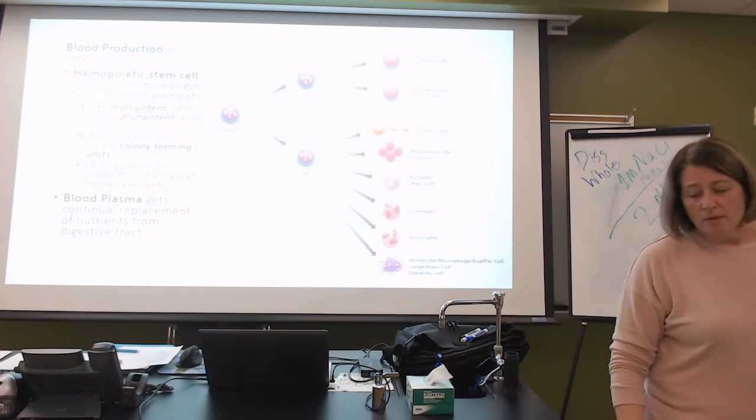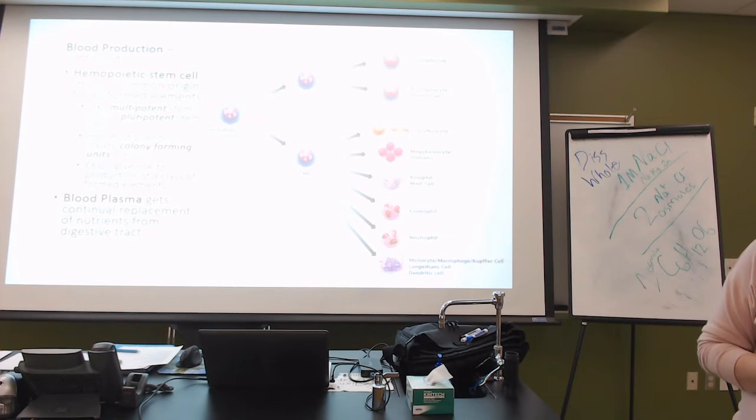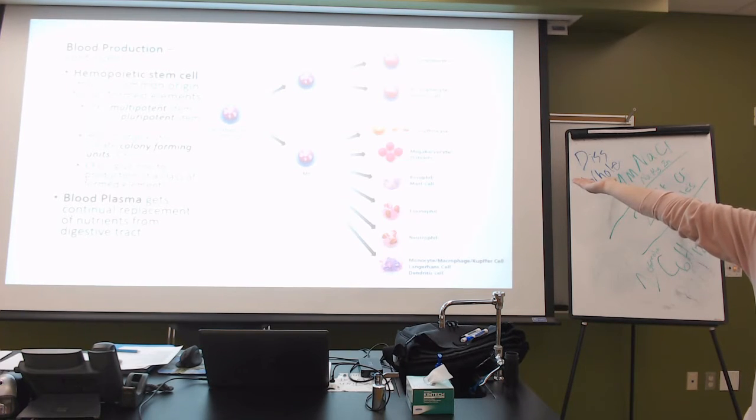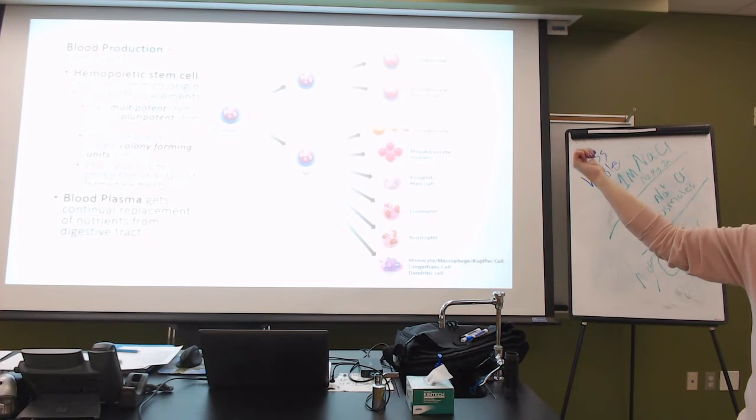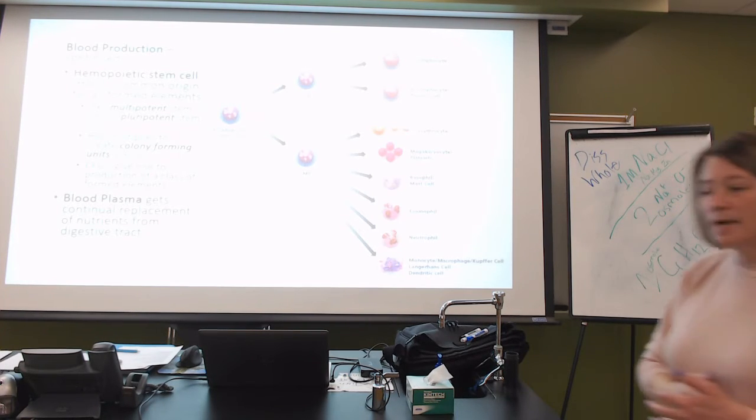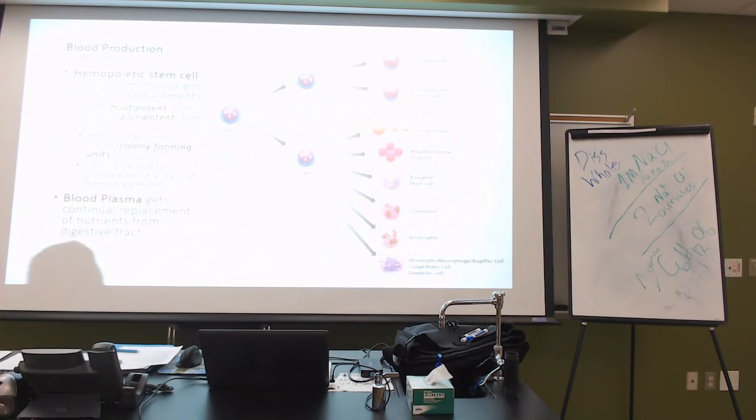Now, what about my plasma? Because plasma is not these formed elements. These are my formed elements. Blood cells, platelets. So my plasma, how do I get any type of material into my plasma? I have to consume that. The CLP and the CMP, those are the colonies that then form the formed elements.